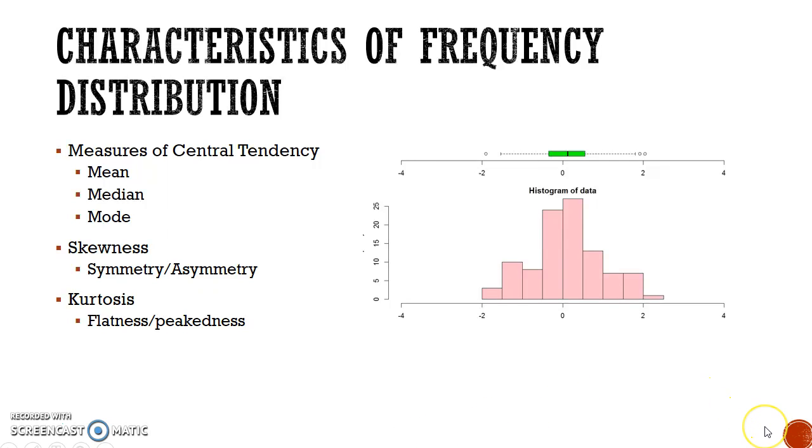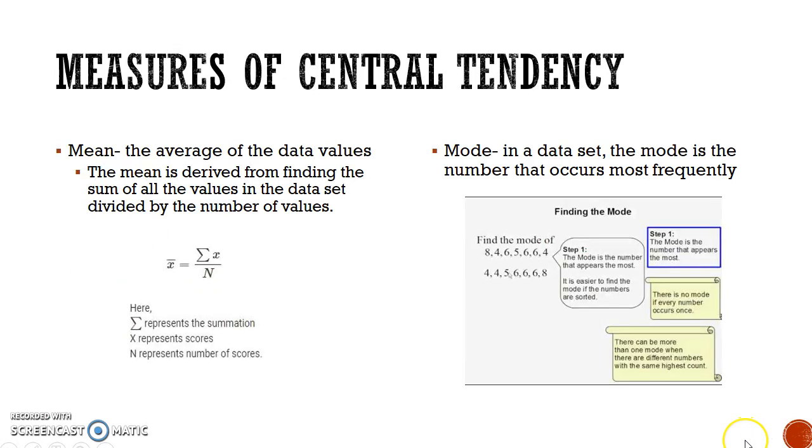So let's go ahead and start with measures of central tendency. Measures of central tendency include mean, median, mode, and range. For the mean, we're looking at the average of the data values. We calculate the mean by adding all the values in our data set together and then dividing by the number of values in our data set. With a small data set, you can do this easily by hand.